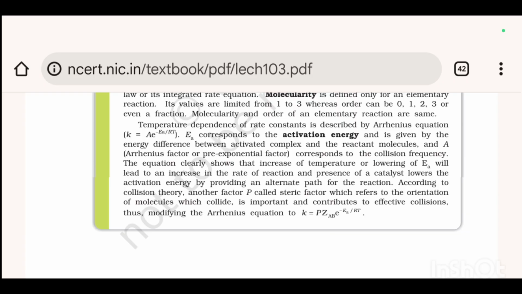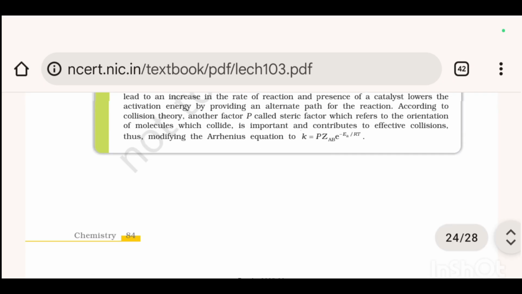According to collision theory, another factor P, called the steric factor, which refers to the orientation of molecules which collide, is important and contributes to effective collision, thus modifying the Arrhenius equation to k equals P ZAB e whole raised to the power minus Ea upon RT.